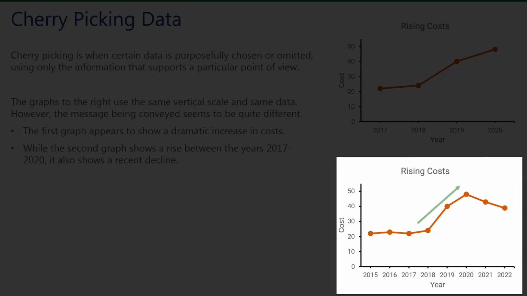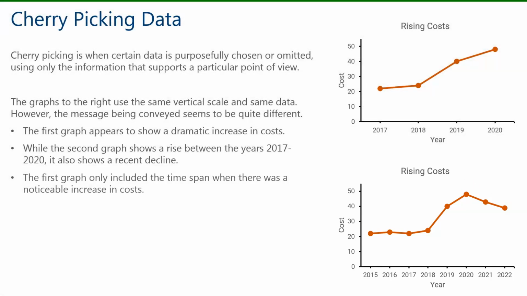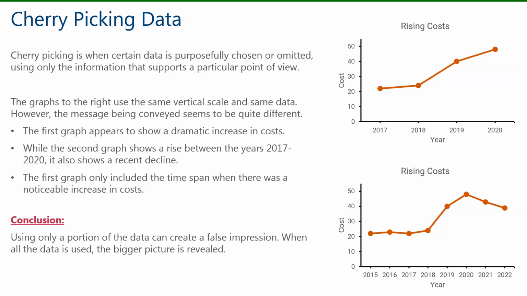While there was a rise between the years 2017 to 2020, we can see that the costs are actually declining when the most recent information is included. The first graph only included the time span when there was a noticeable increase in costs. So the conclusion here is that when we only use a portion of the data, we can create a false impression. When all the data is used, a bigger picture is revealed.